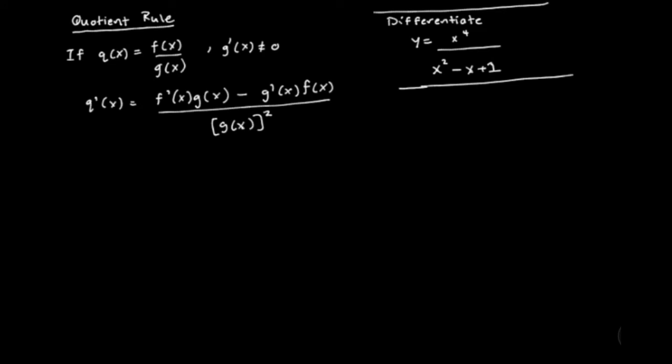All right, we're going to take a look at another rule of differentiation, and this one is called the quotient rule. You use the quotient rule if a function q of x can be written as f of x over g of x. You can notice here that g of x cannot equal 0, so we should write that in as well. That would basically be a restriction.